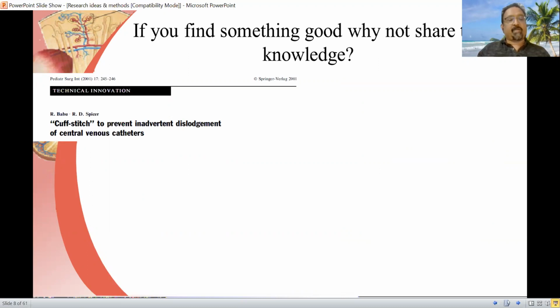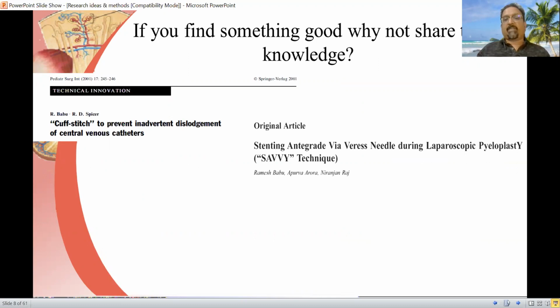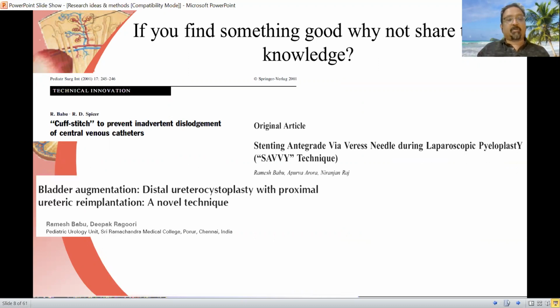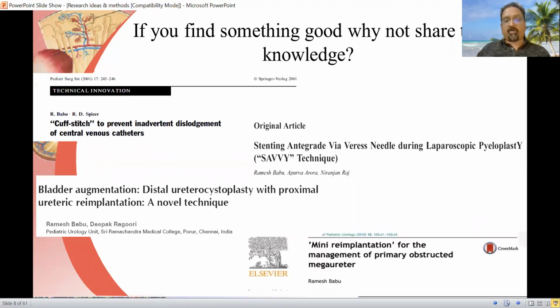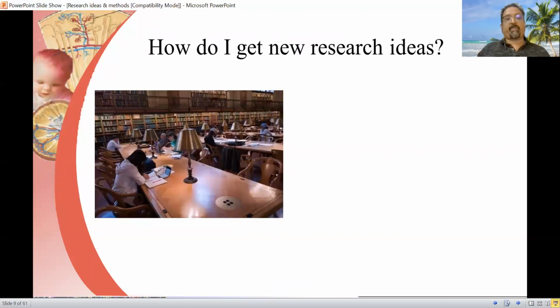It can be a simple stitch to prevent a dislodgement of a catheter, or it can be a stenting technique during a pyeloplasty, or it can be a new operative technique, or it can be a modification of an existing operative technique. But unless you publish it, people will not be able to learn from your experience.